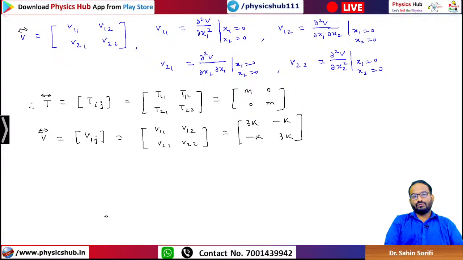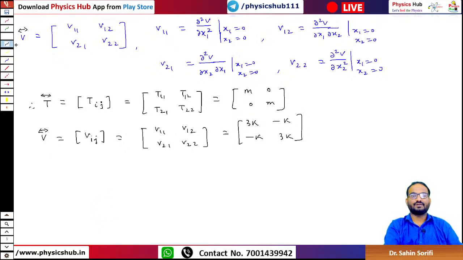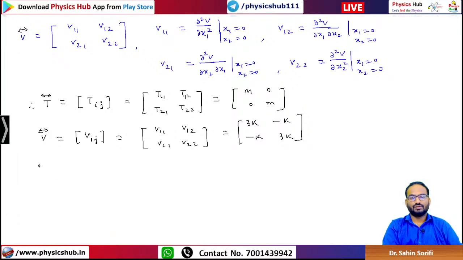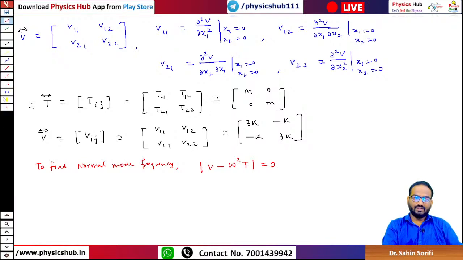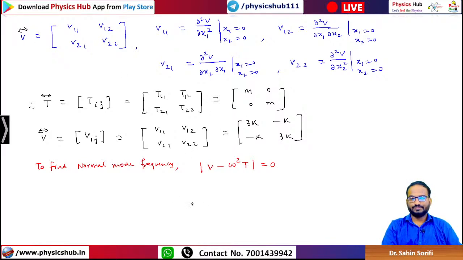Now once you find these matrices V and T, we need to find out the normal mode frequency. What you have to do to find it is V minus omega square T equals to 0. This you have to remember. V minus omega square T is equal to 0.